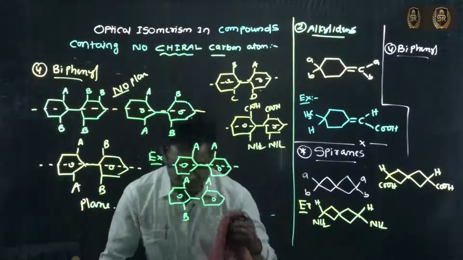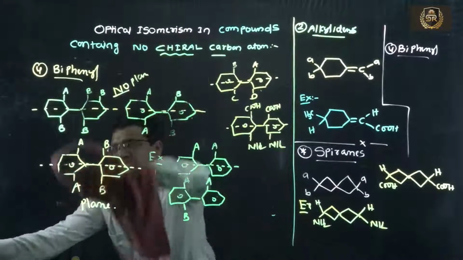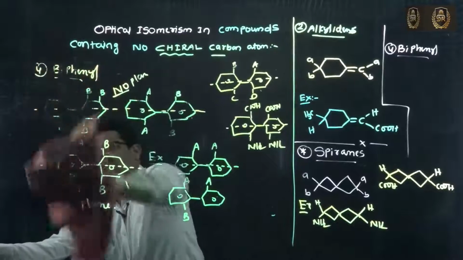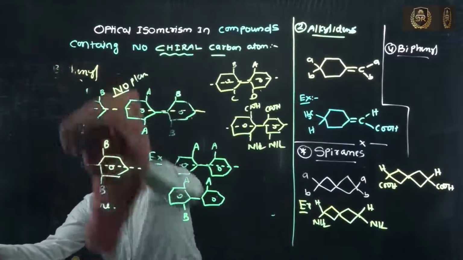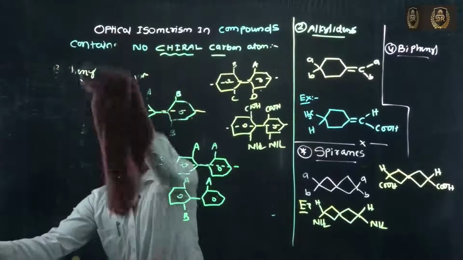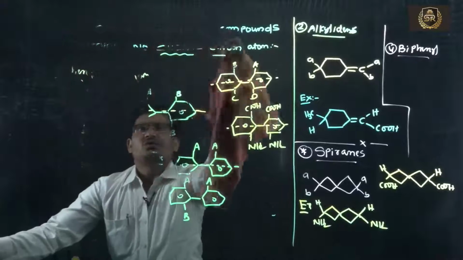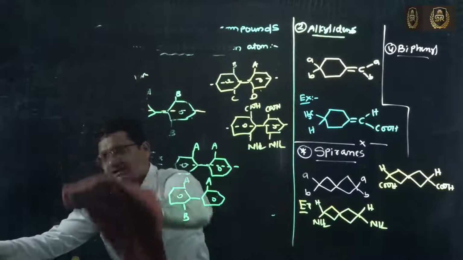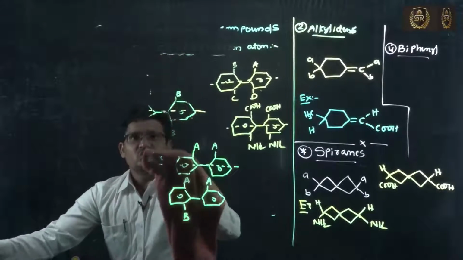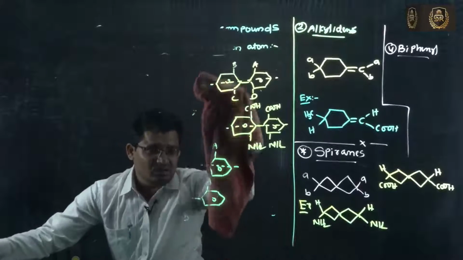The next topic is geometrical isomerism, which is nothing but cis-trans isomerism. Cis means the two identical groups are on the same side, and when the two identical groups are on different sides, it is called trans isomerism. So one compound forms both cis and trans.